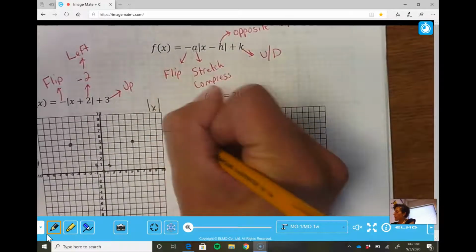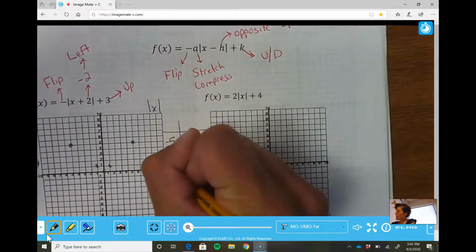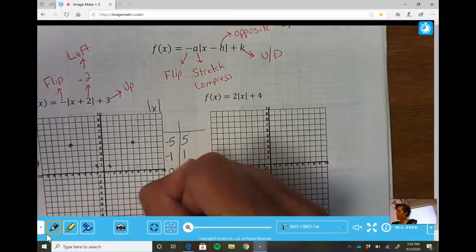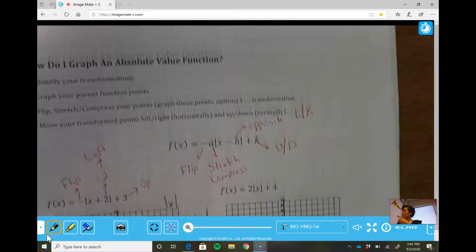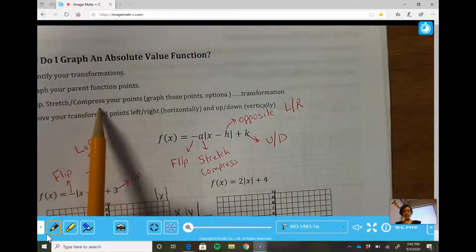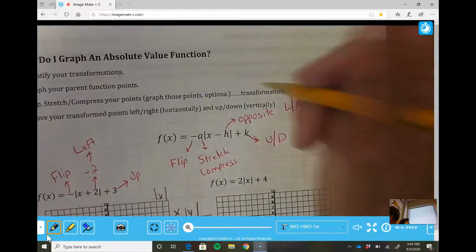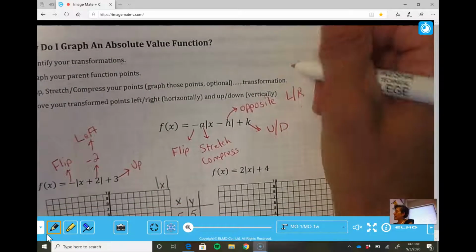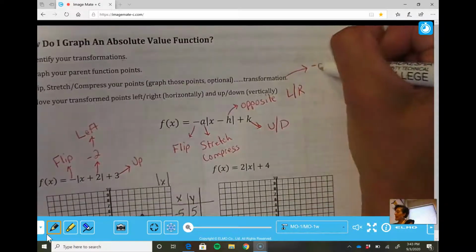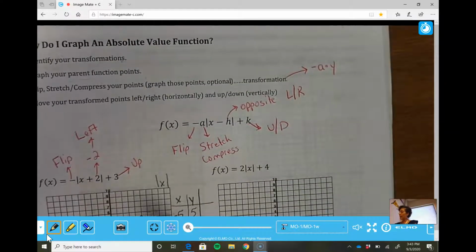So let me write that parent function down again. So -5 and 5, -1 and 1, 0 was 0, 1 is 1, 5 is 5. And I'm not going to put f of x, I'm going to put y. So when you make a flip, a stretch or compress, we're going to graph those points. But what happens is you apply any stretch or compress, and you take that negative and that A value and you multiply it by the y value.